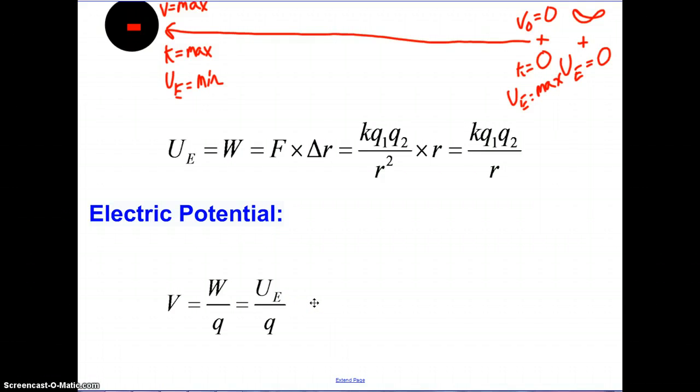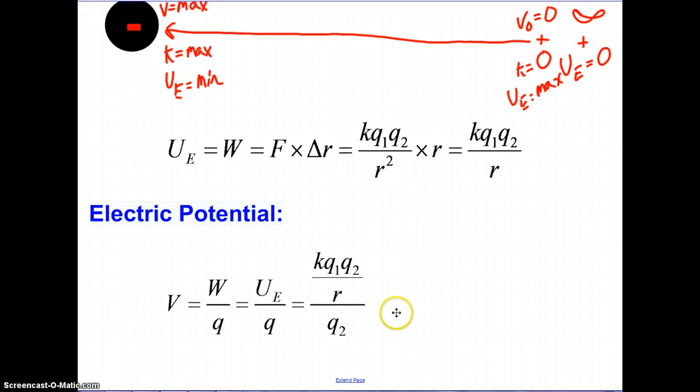The equation for electric potential energy we just derived is K Q1 Q2 over R. Question becomes, what is the Q in the denominator? Well, just like we learned in an earlier lesson, the charge in the denominator is the charge that you put at that location. It's not the source charge, it's the charge that you move to some location you want to know the electric potential at.